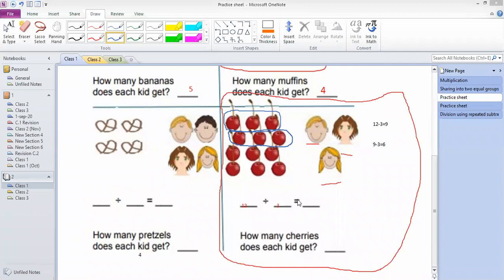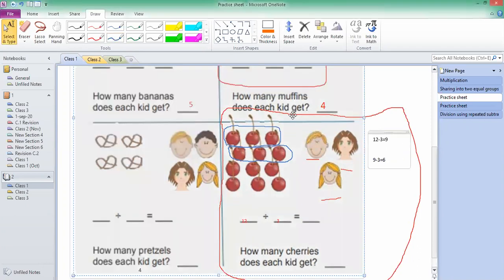Yes, guys, how many cherries are left now? Listen. Before answering, listen to my question carefully. I am asking how many cherries are left now. We have given 3, it was 9. Now we have given 3 more. How many cherries are left? 6. Very good. We have 6 cherries left now.